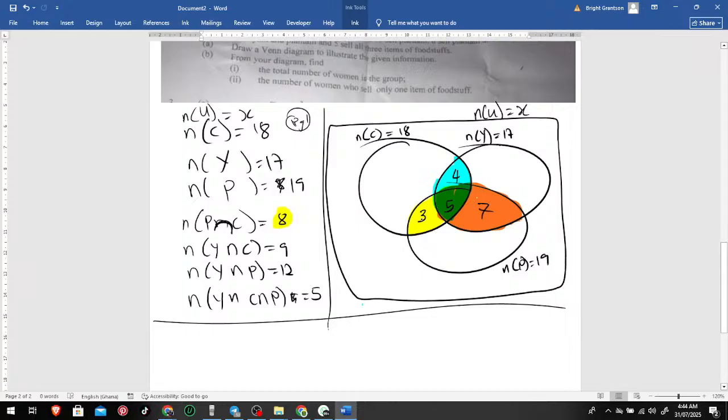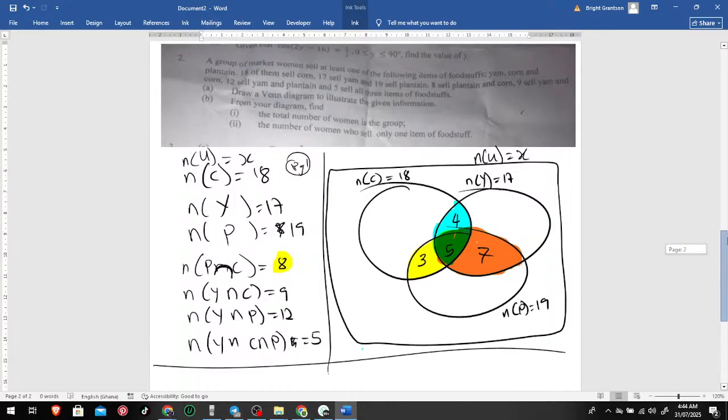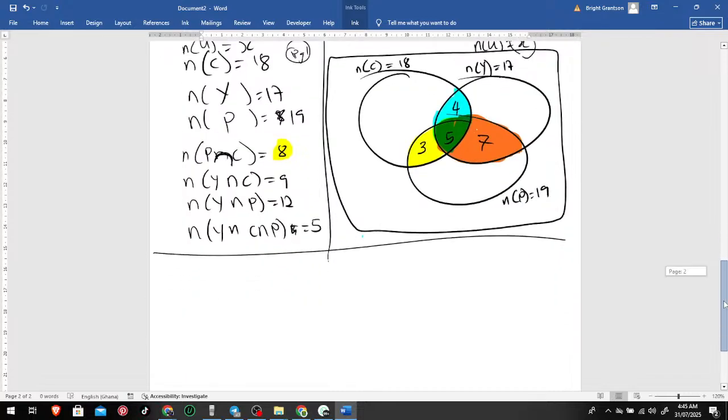So now this is the information that we've gathered from our Venn diagram. And they say to solve what? Find the total number of women in the group. So that's the option X. That's our problem here, that's what we are supposed to find, and the number of women who say only one food item. Okay, so now let's solve this one.